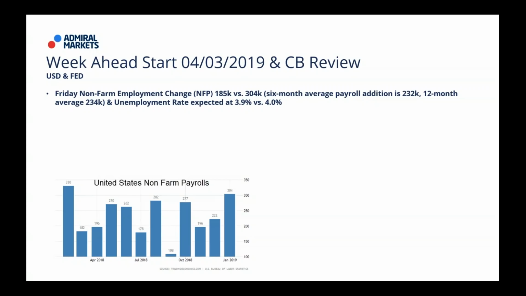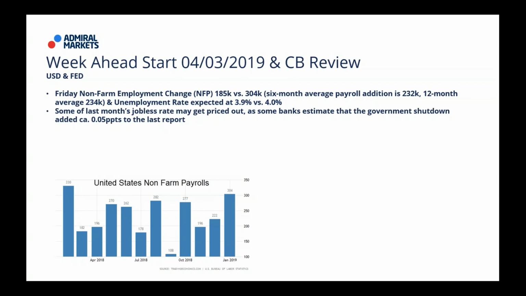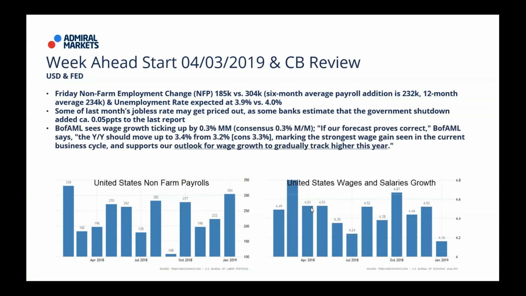And the unemployment rate is actually expected to tick down to 3.9 from currently 4. So some of last month's jobless rate may get priced out. Recall we had this government shutdown, and some banks are estimating that actually added 0.05 percentage points to the last unemployment rate number. And that is partially the reason why we're expecting a lower number, because that shutdown has now ended. Bank of America Merrill Lynch, it's probably the last time that I can say that because they're dropping the Merrill Lynch name, very sad, sees wage growth ticking up by 30 basis points month on month.